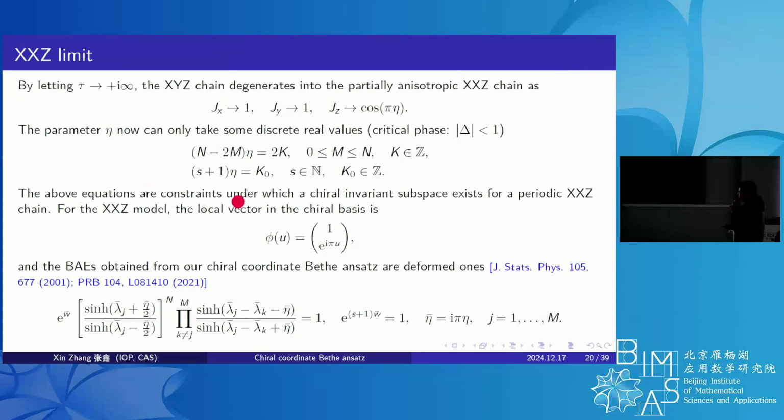But for the XYZ chain, the local vectors are parameterized by theta functions, whereas for the XXZ model, the local vector is just parameterized by an exponential function. So the Bethe equation obtained from the chiral coordinate Bethe ansatz is a deformed one. Compared with the conventional one, there is some twist factor, some prefactor, and this factor, e to the power of W, satisfies such conditions. So at the root of unity, we can also construct a set of chiral Bethe ansatz states, and the Bethe ansatz equation is just a deformed one.